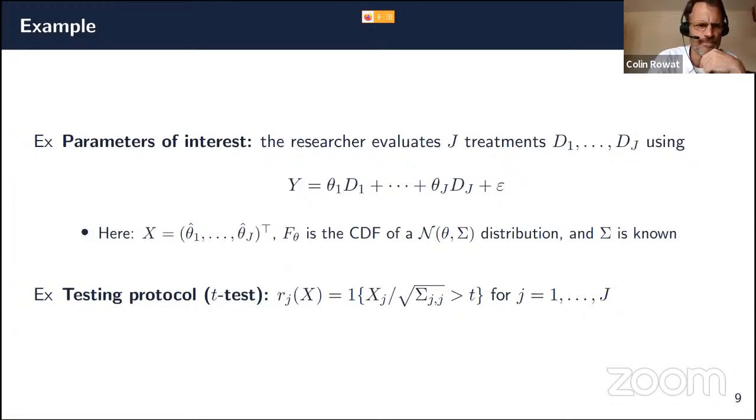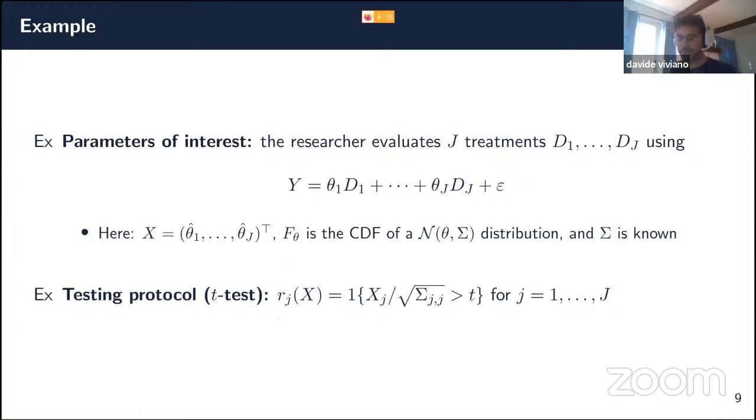So we assume that the variance covariance matrix is known, but this is relaxed in the appendix. So what is a testing protocol? One example is just to look at the small j entry of our function R. And let's consider, for instance, a t-test. A t-test is just our OLS estimate for the small j policy, rescaled by the standard error. So our goal will be to find the best testing protocol.